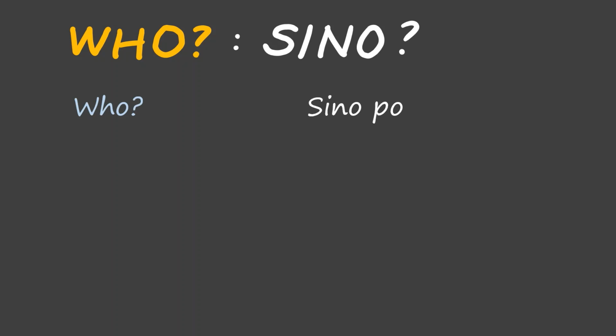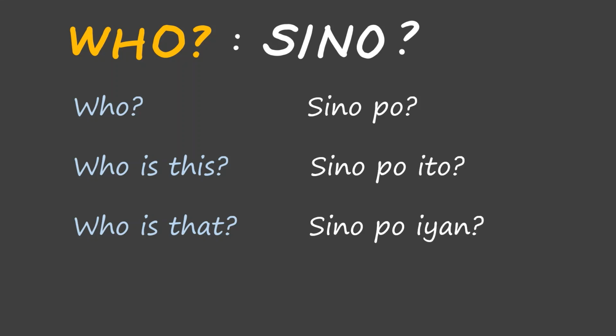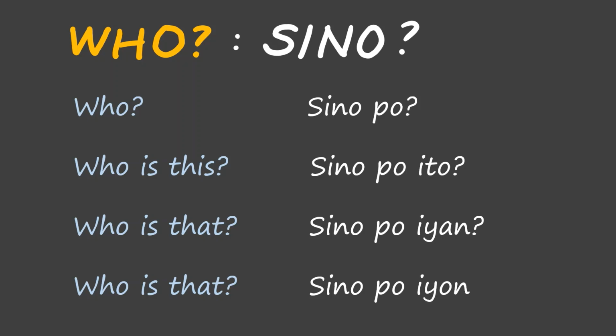Who? Sino po? Who is this? Sino po ito? Who is that? Sino po iyan? When asking about someone nearby. Who is that? Sino po iyon? When asking about someone further away.